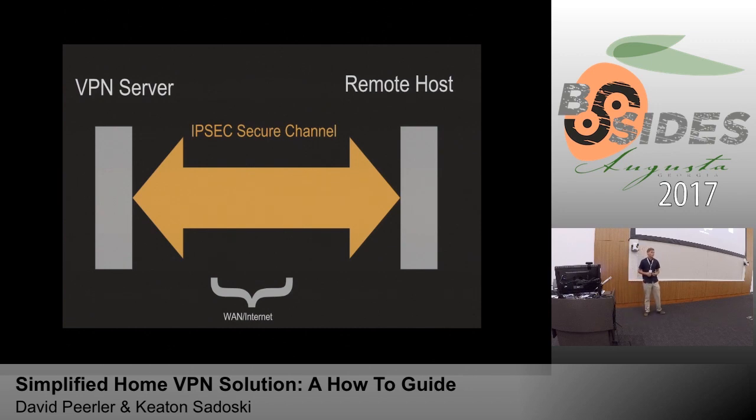So here's what our setup looks like right now. We have our VPN server on the left side, and it's going to be connected through an IPsec secure channel to your remote host across some kind of WAN or internet. But as of now, it doesn't look good because there's nothing to populate that channel. Your data streams are going to be disorganized, but they'll be encrypted, right?